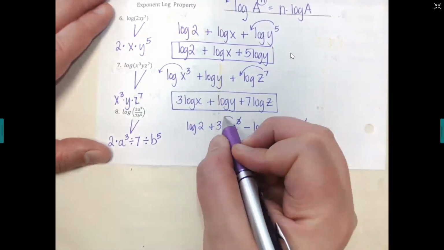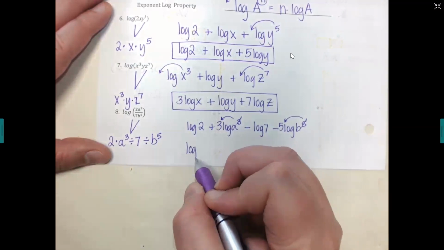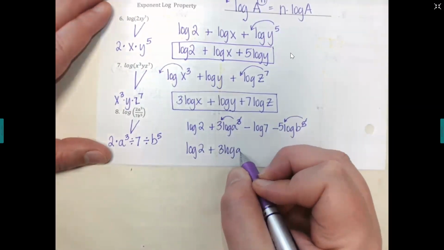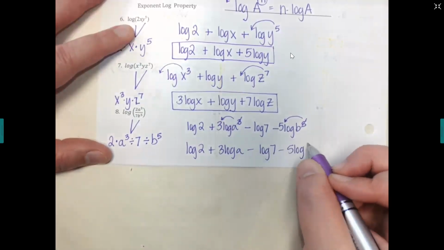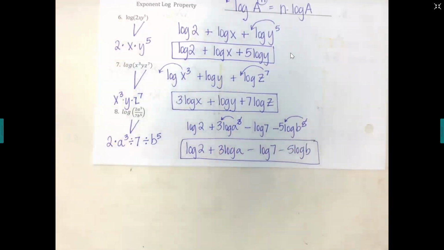But remember, those exponents can just drop down to the front. And then I guess I am going to rewrite it. So log 2 plus 3 log a minus log 7 minus 5 log b. Okay, you don't have to do that though. All right, go ahead and turn to the next page.